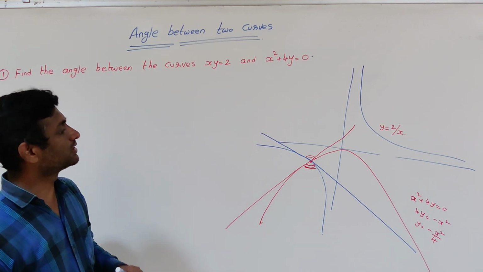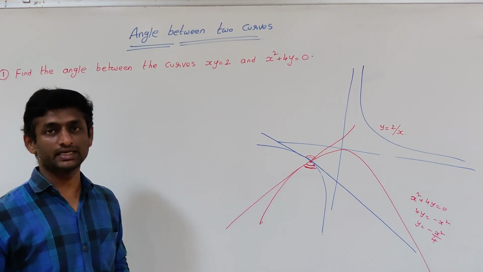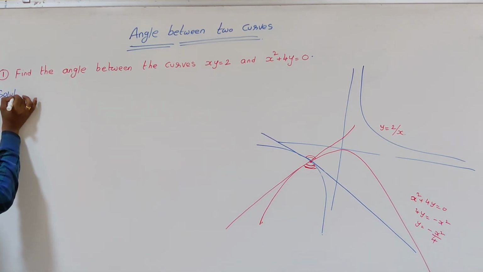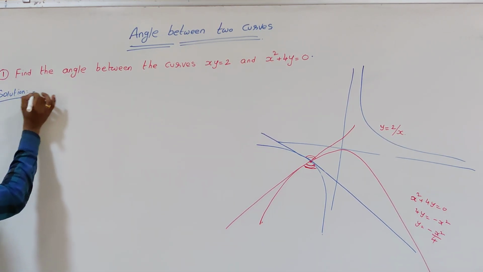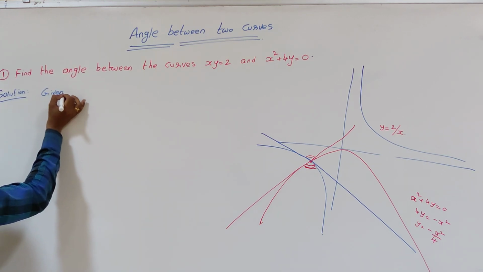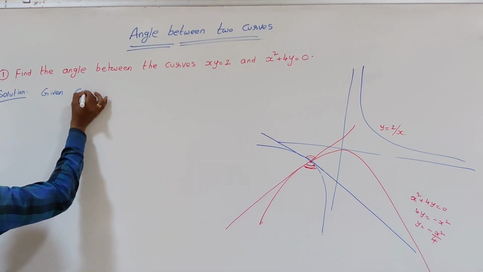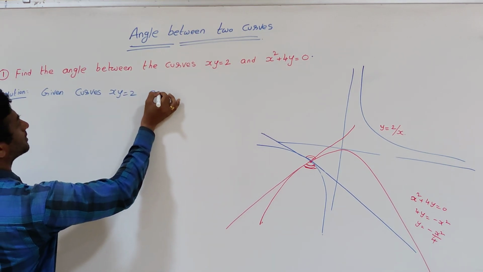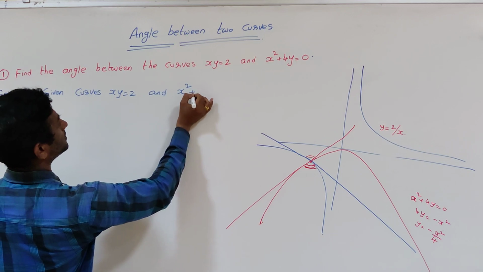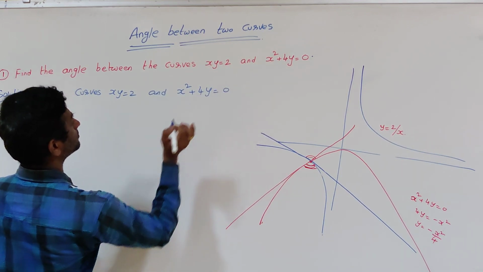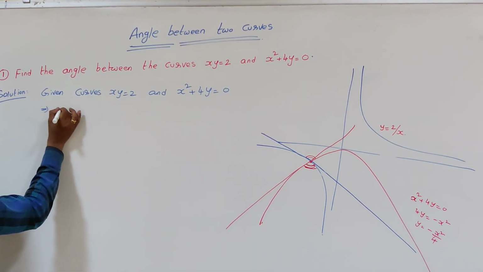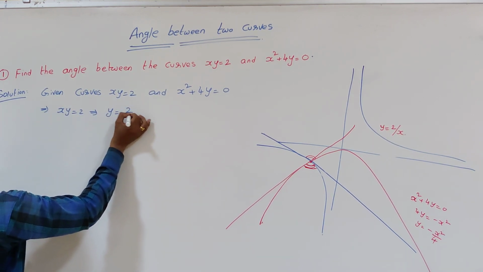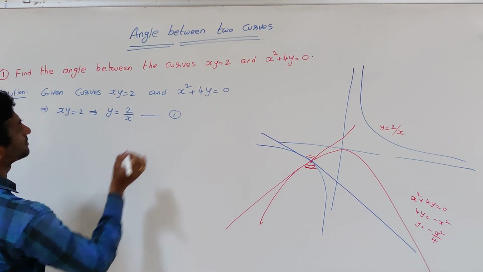So first we'll find where these two curves intersect. So we'll find the solution, the point of intersection. Solution: given curves xy is equal to 2 and x square plus 4y is equal to 0. Implies xy is equal to 2 means y will be what? 2 by x. Assume that this is the first one.